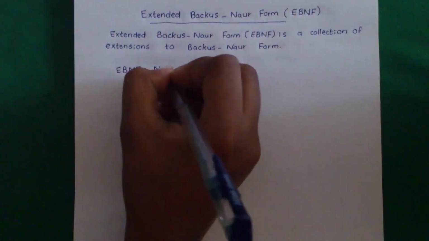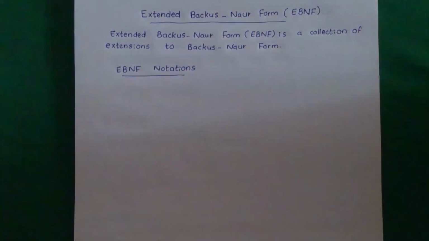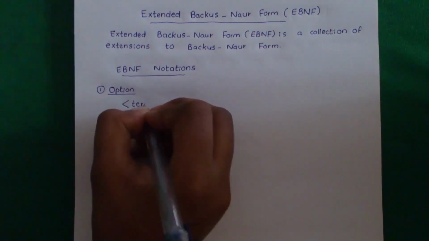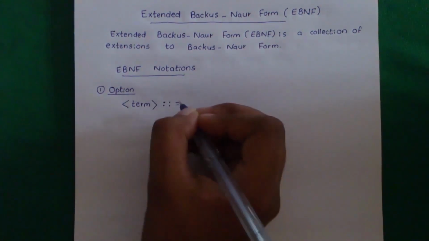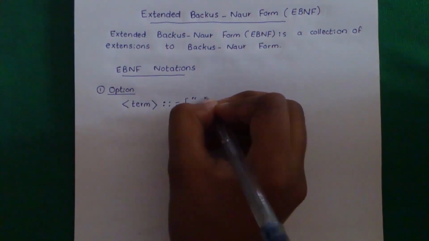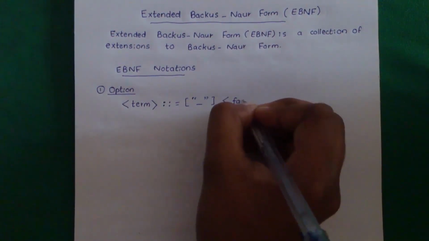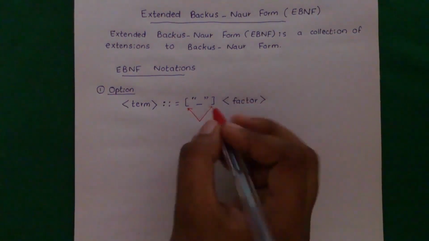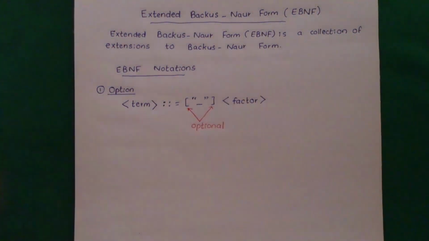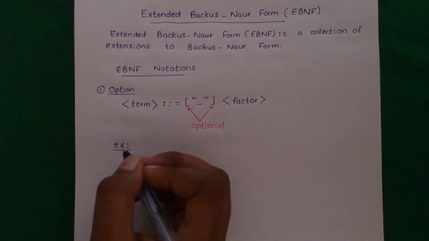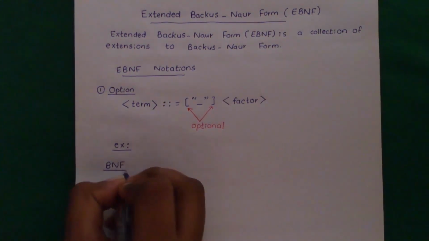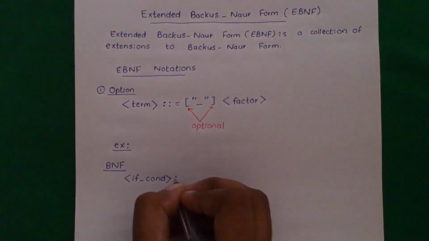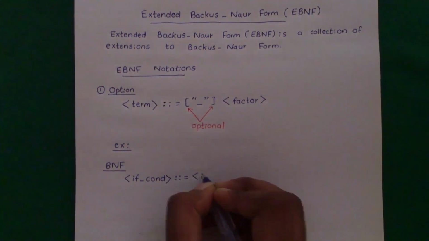Now we'll see what the notations in EBNF are. First one is optional. EBNF allows optional terms in the grammar rules through the use of square brackets. You can see the example here. We have taken the same example that we used in BNF. As you can see here, we can write BNF grammar for the if condition. That you already know.